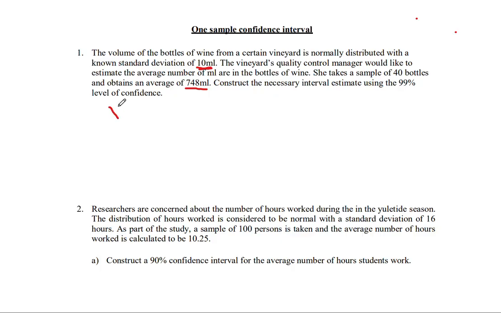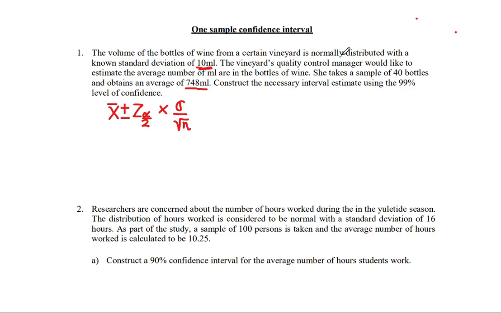So, since this is a confidence interval for means problem, in other words, we're asked to generate an estimate of the interval within which the true population mean falls, we are going to use the formula for generating confidence intervals for means, which is x bar plus or minus z alpha over 2 multiplied by the standard deviation, which is sigma, divided by the square root of n.